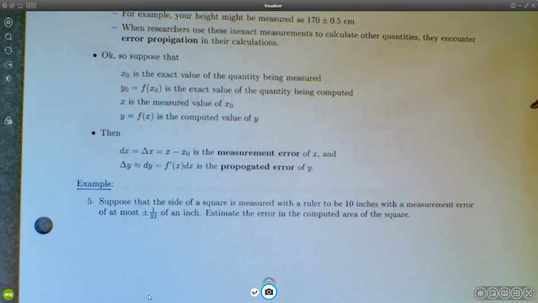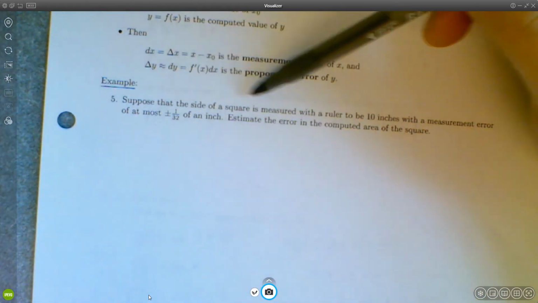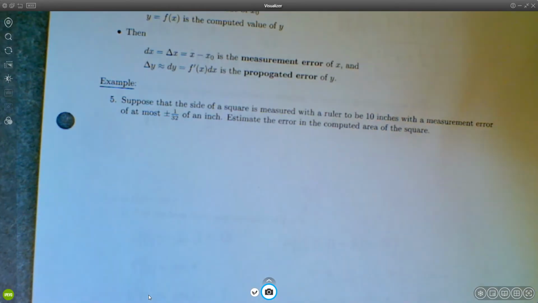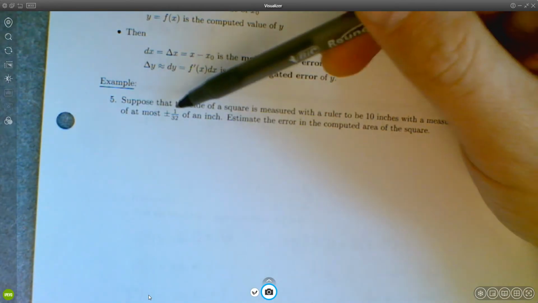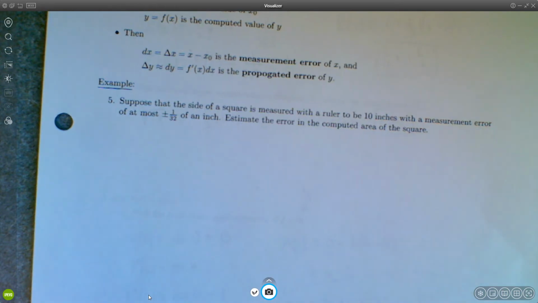So let me give you an example of this. Okay, so suppose that the side of a square is measured with a ruler to be 10 inches with a measurement error of at most plus or minus 1/32 of an inch. Estimate the error in the computed area of the square.